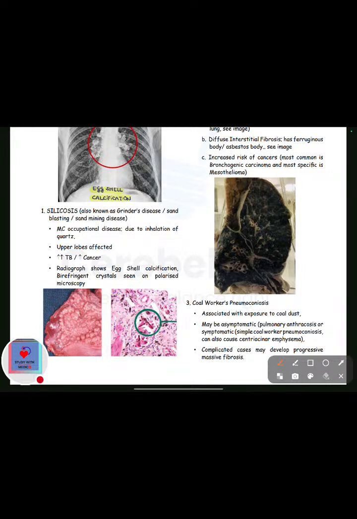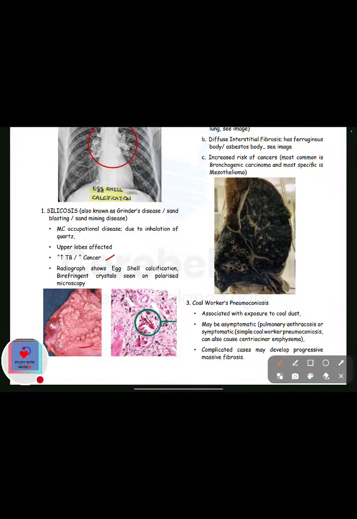It is the most common occupational disease, due to inhalation of quartz. Quartz is a product of silica, okay? Upper lobes are affected. There is an increased risk of TB or cancer. Radiograph shows eggshell calcification, and birefringent crystals are seen on polarized microscopy.